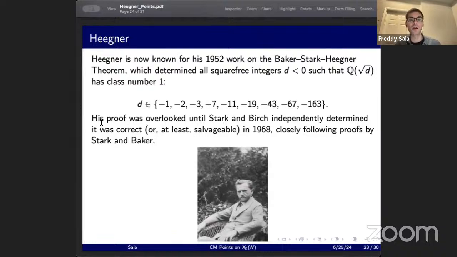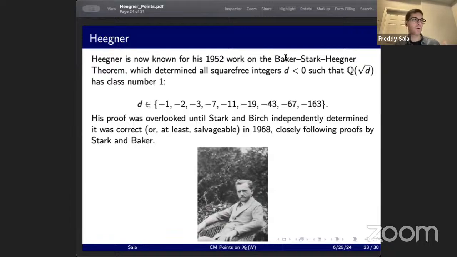So he was known, or I guess he's now known for his 1952 work, which provided, I would say, a solution to the Gauss class number 1 problem. Some folks might say that it was incomplete or there was some error, but now I guess we might refer to that as the Baker-Stark-Heegner theorem. So this is just determining all the imaginary quadratic fields of class number 1. They have these fundamental discriminants. And why is it all these folks? Well, Heegner gave a proof in 1952 work.